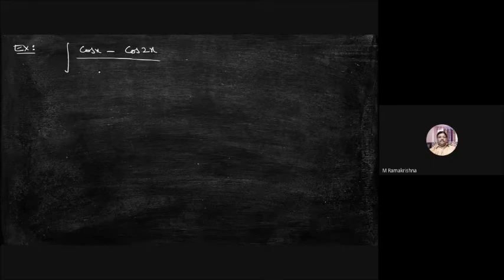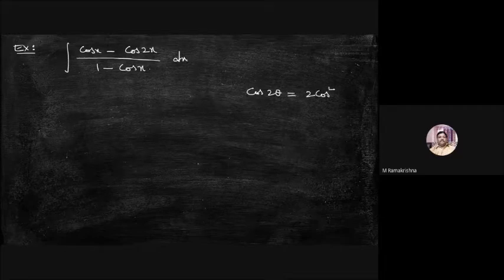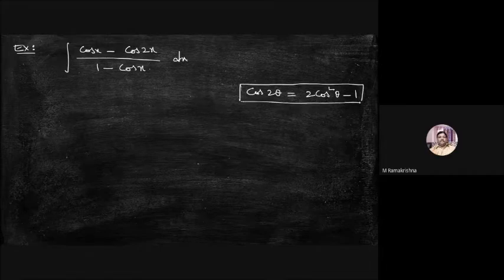Integration of cos x minus cos 2x by 1 minus cos x dx. So this is the question given to you. How do we proceed with this question? Now, what I am noticing, we know cos 2 theta is equal to 2 cos square theta minus 1. So I am replacing this in the numerator. When I replace this in the numerator, what I'll get?